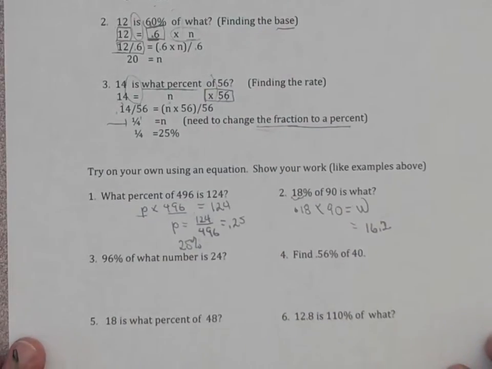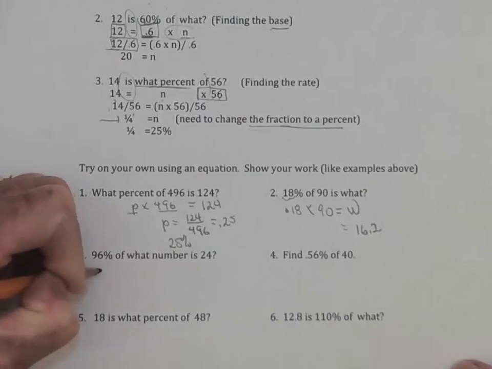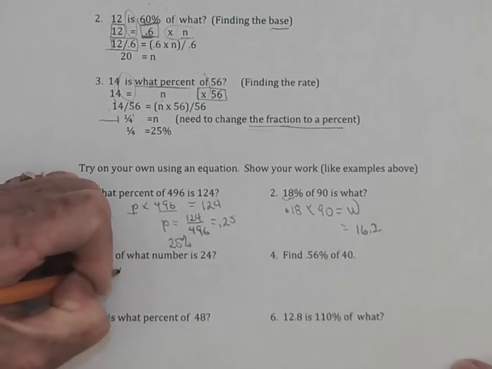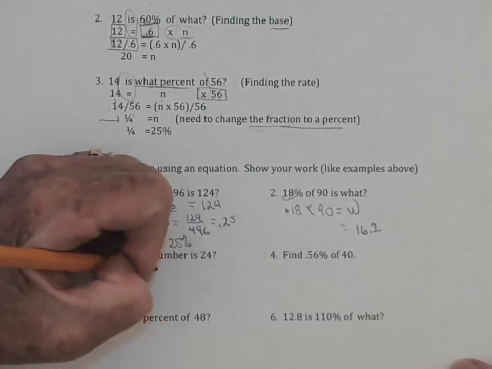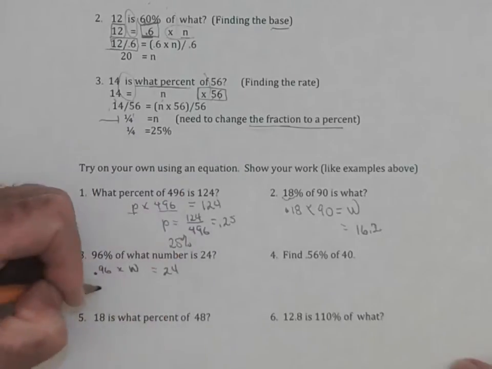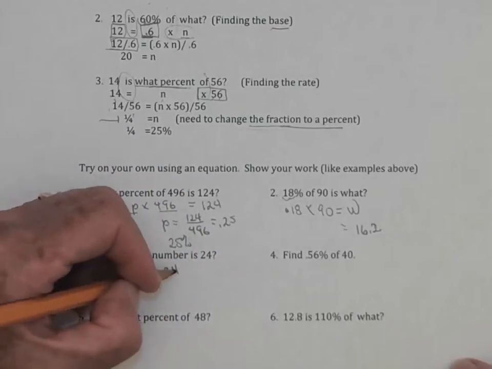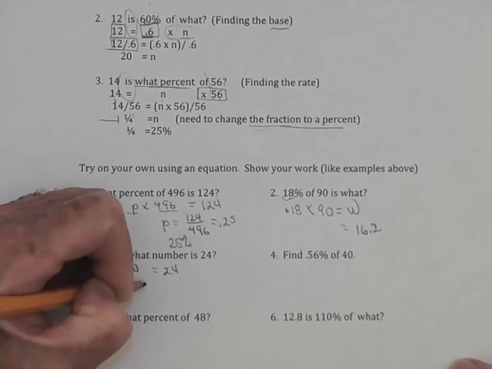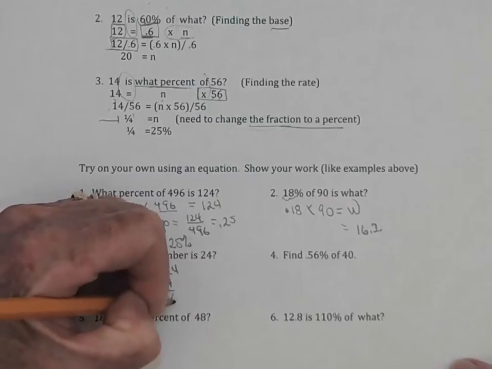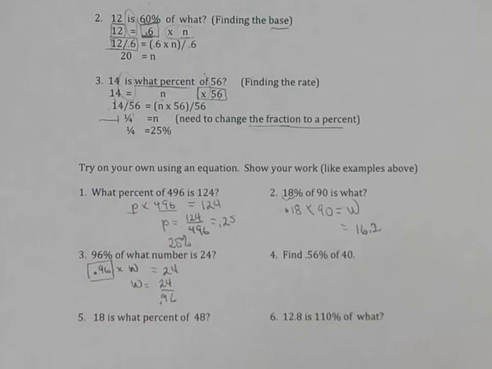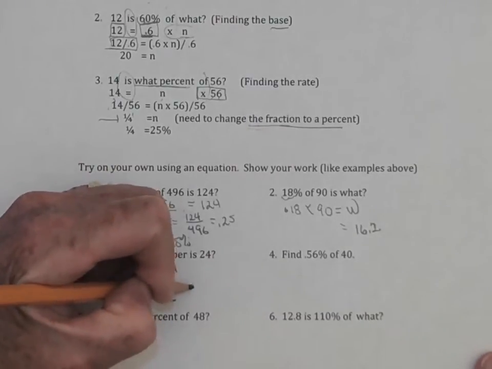The third one, 96%. Again, we have to change our percent to a decimal. Of what? We don't know what that is, so we're going to use a variable, is 24. So again, you can see we have this number over here we got to get rid of, so we're going to divide this number by this number. So W is equal to 24 divided by 0.96. You can use your handy dandy calculator and you'll find that that is equal to 25.